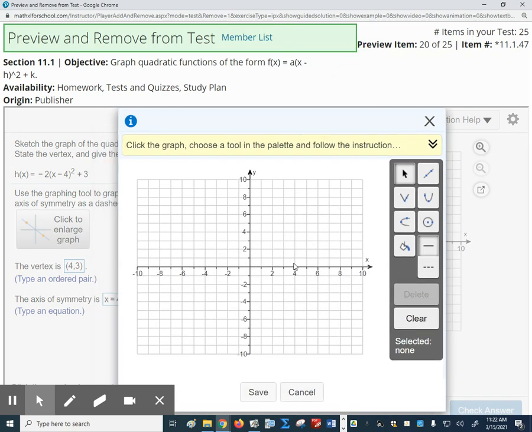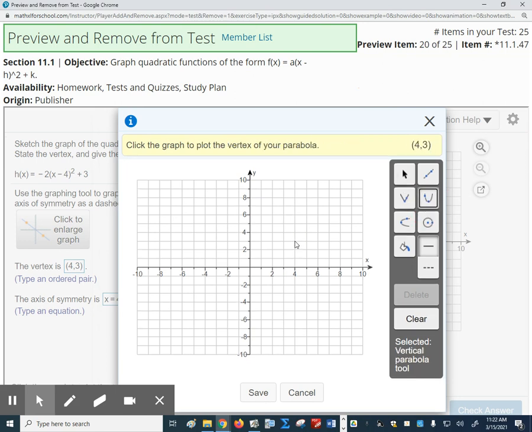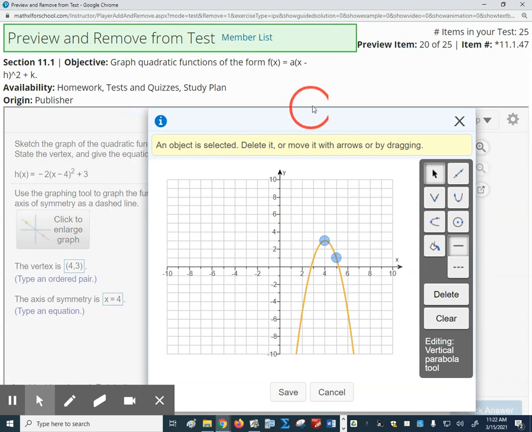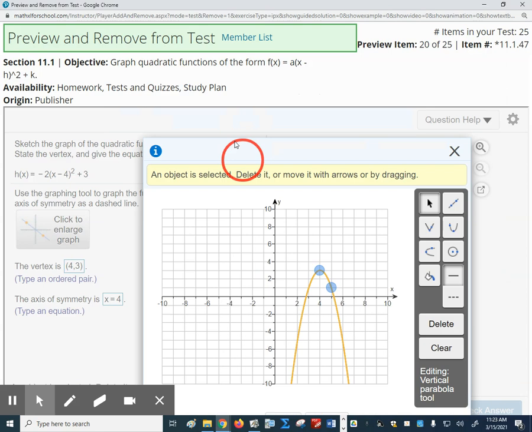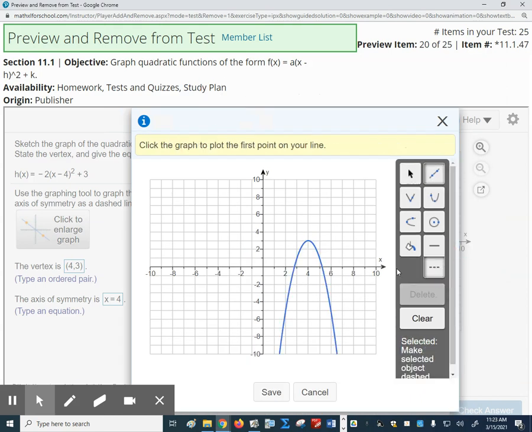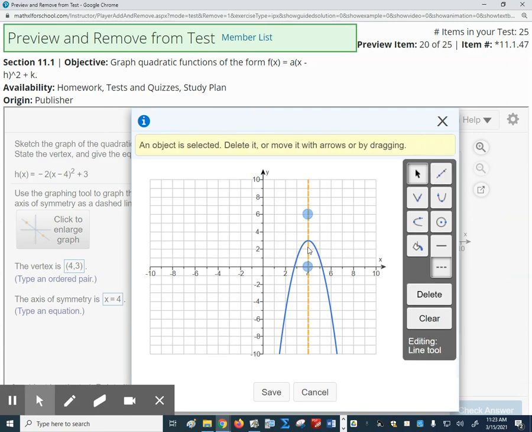So over 4, up 3. Oops, I got to grab the parabola tool. Over 4 and up 3. Okay, and look, I can see that when I point at that, I've got the right coordinates. And then you told me over 1, down 2. Okay, so there's the parabola, but remember it wants me to graph the axis of symmetry as a dashed line. So now I've got to go over and grab the line tool, and I'm going to make a dashed line, and I just have to make a vertical line through the vertex, right?